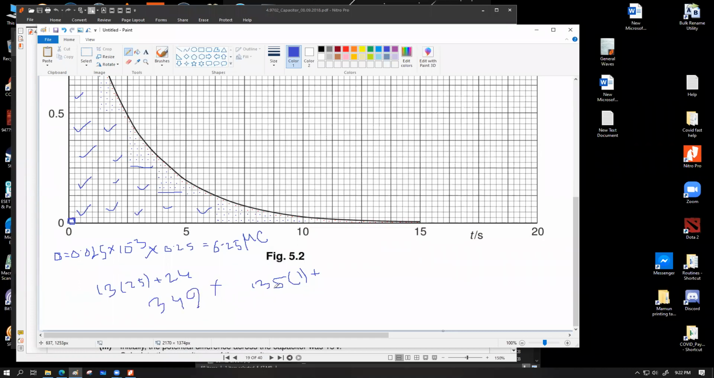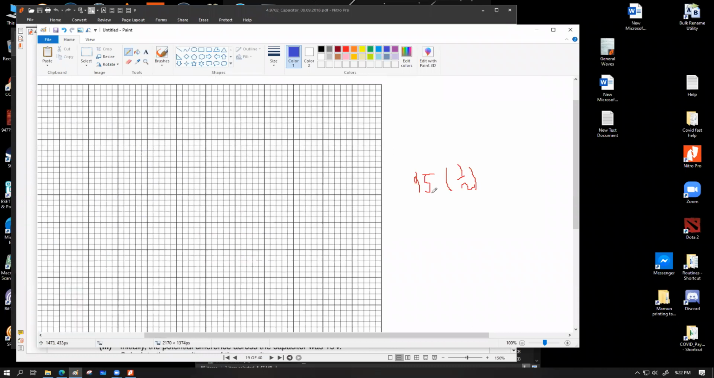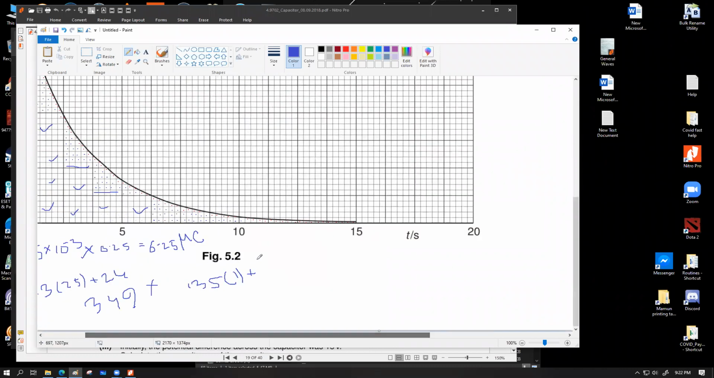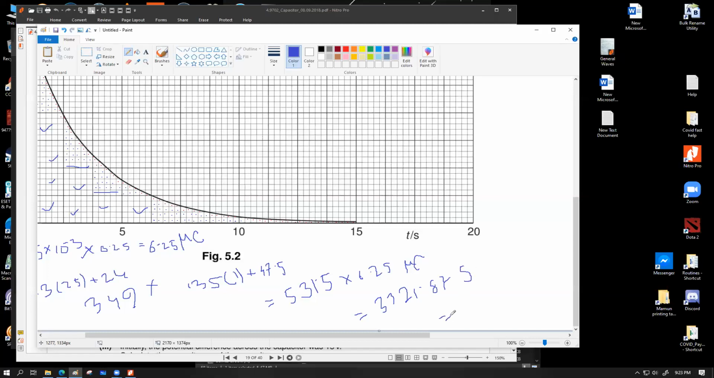349 প্লাস 135 প্লাস এদিকে যেন কত ছিল, 95 ইনটু হাফ করলে কত হয়, 37.5 না, 47.5 স্যার। এই তিনটাকে যোগ করো, দেখো কত আসে, 531.5. ওটার সাথে ওটা মাল্টিপ্লাই করো, কত আসে, 3321.875. 3 লিখলে কত আসবে, 3320.